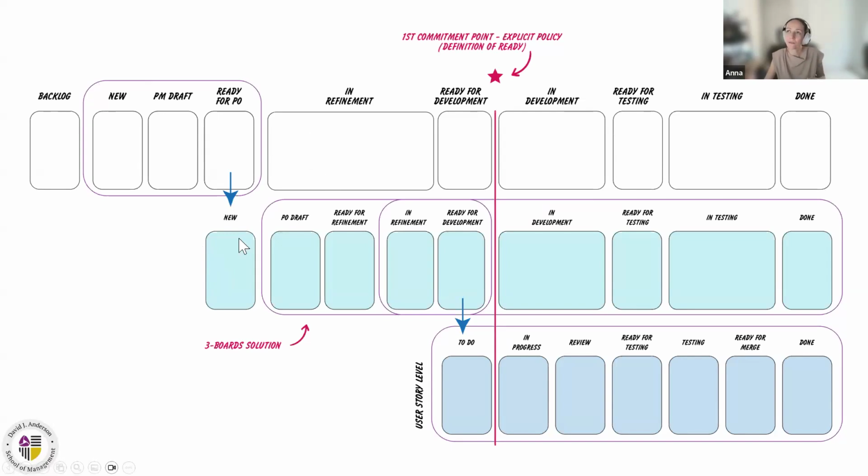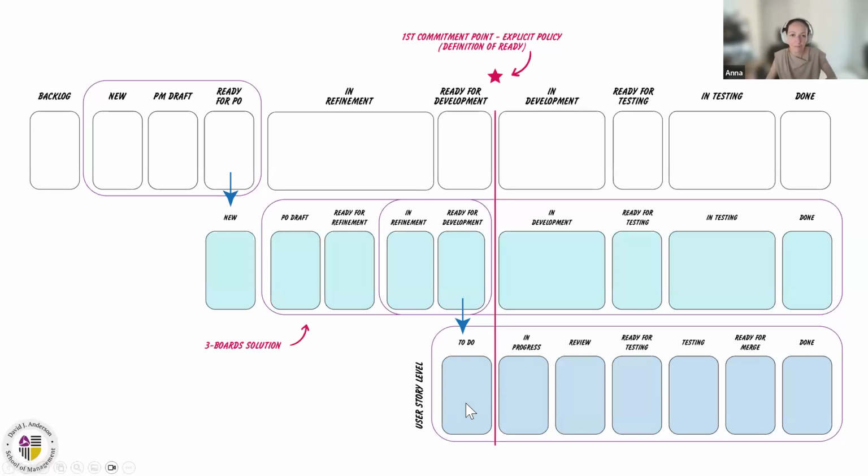The product owner took the feature, and this feature was divided into a couple of epics. These epics were then tracked on this middle board. Again, end-to-end work, but now a bit more granular. Each feature on the top board had a few epics on the middle board, and there was a parent-child relationship between them.